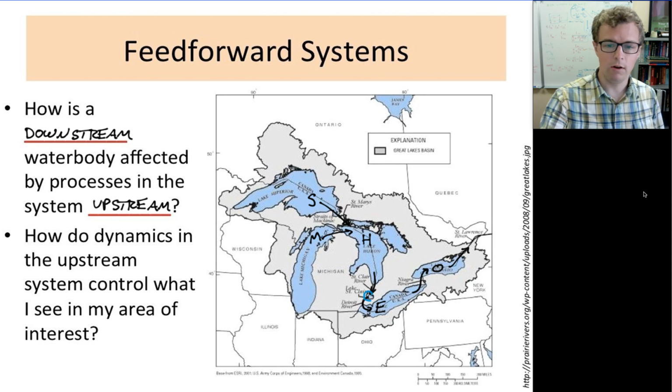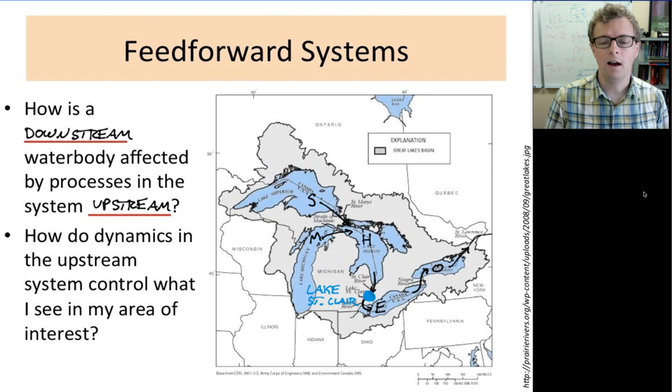One thing to point out here for you, Lake St. Clair is down in between Huron and Erie. That'll come up in your homework, so I wanted to make sure that folks knew where that was and how it fit into the system.